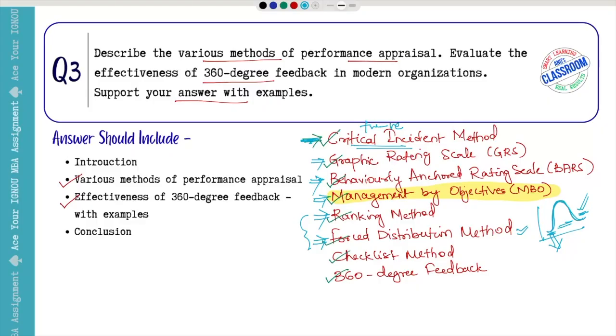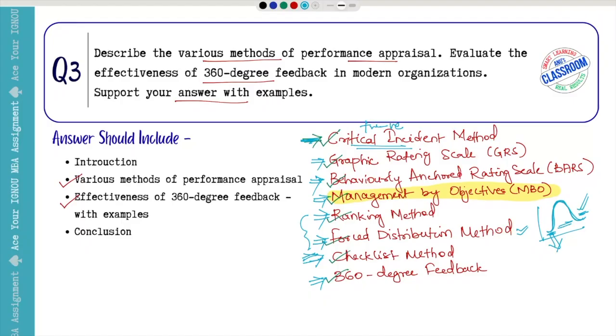Then comes the checklist method. Checklist method is quite straightforward. You tick off tasks or behaviors that the employee has shown. It is efficient, but again, it doesn't capture the how part. How the employee achieved this, how they completed the to-do task, that is not captured in the checklist method. Then coming to the star of this question, the 360-degree method.